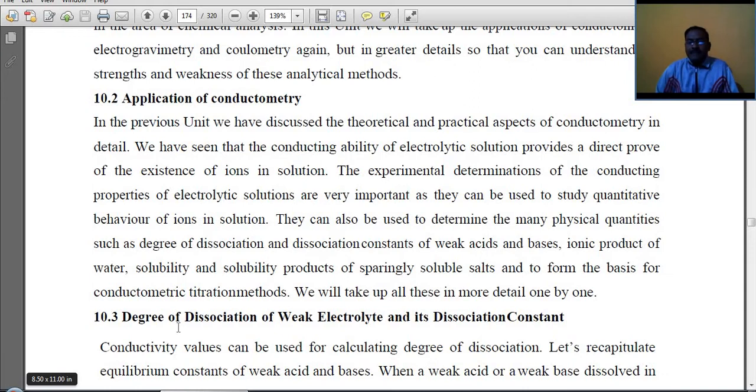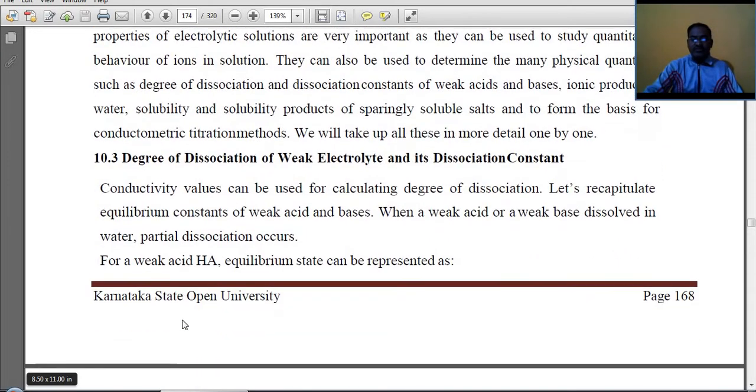Generally, from this application, we can determine many physical quantities such as degree of dissociation, dissociation constant of weak acids and bases. The degree of dissociation of weak electrolyte: the conductivity values can be used for calculating degree of dissociation.